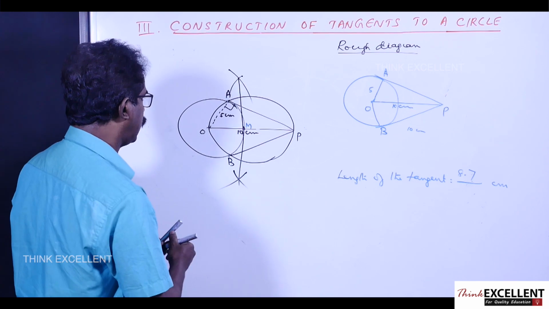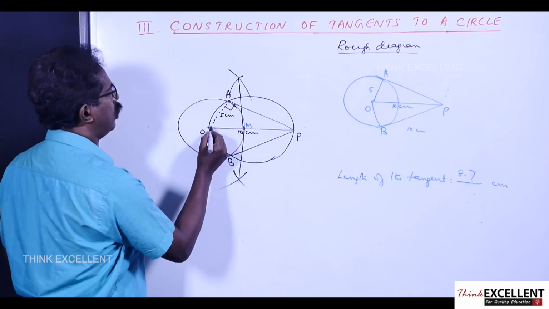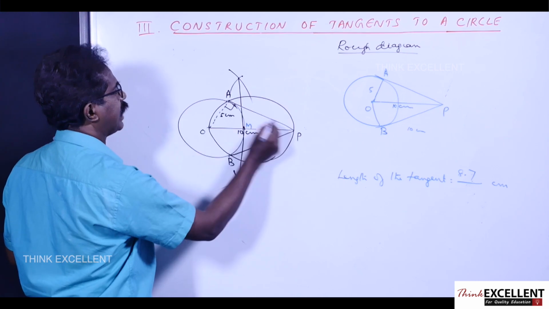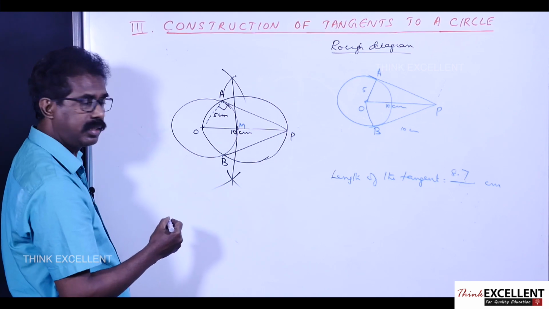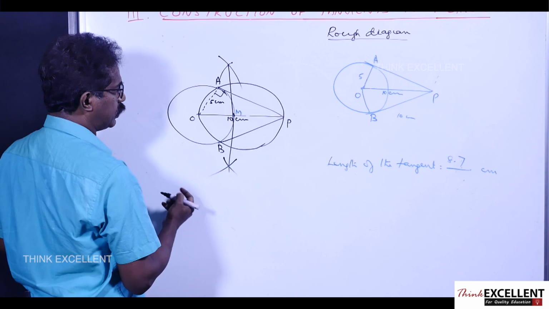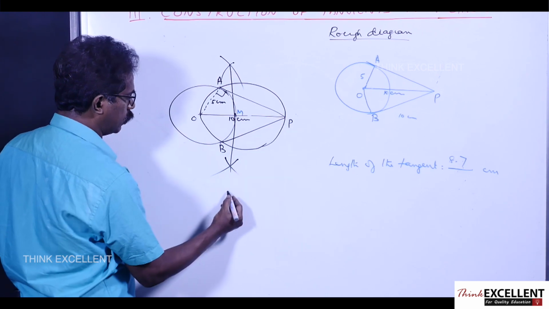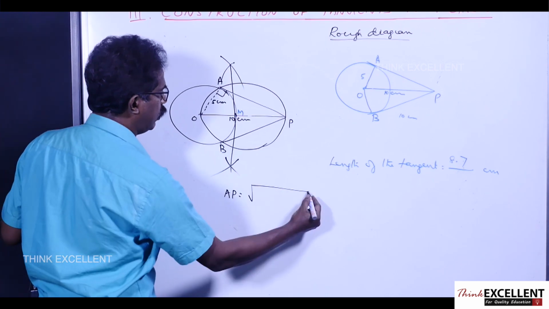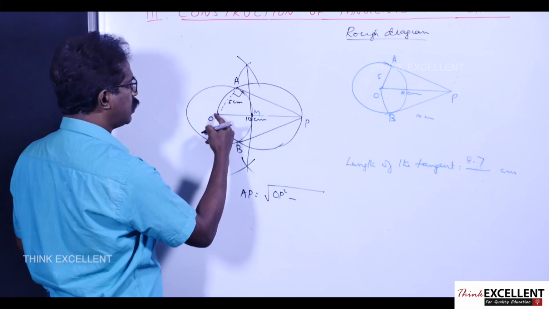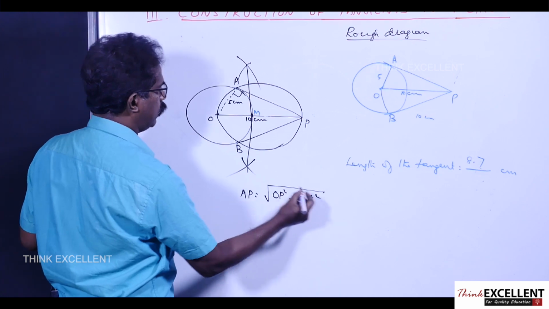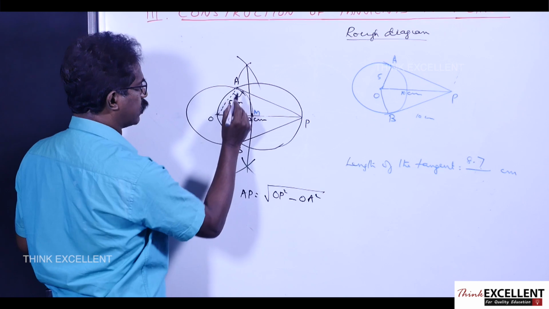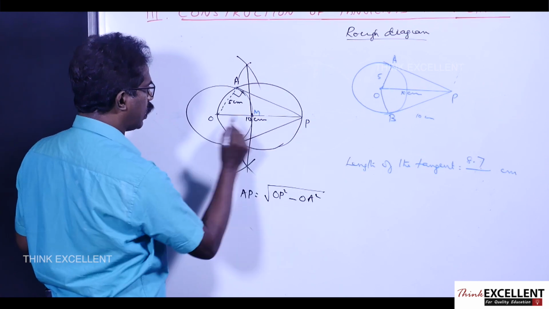Okay, how to verify? Listen, verification, you know, radius and tangent are perpendicular. So this is a right angle triangle. This is a right angle triangle. So hypotenuse square is sum of the square of other two sides, or here you can say AP is equal to root of OP square minus OA square. AP square is equal to hypotenuse square minus this square. So AP is equal to root of OP square minus OA square.